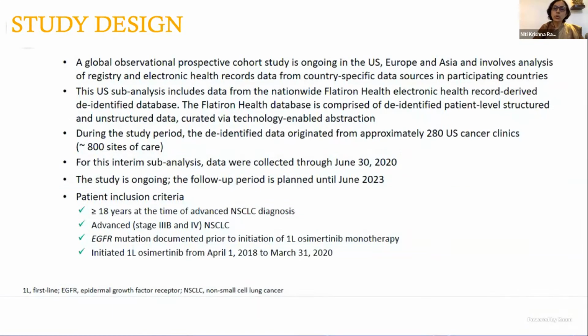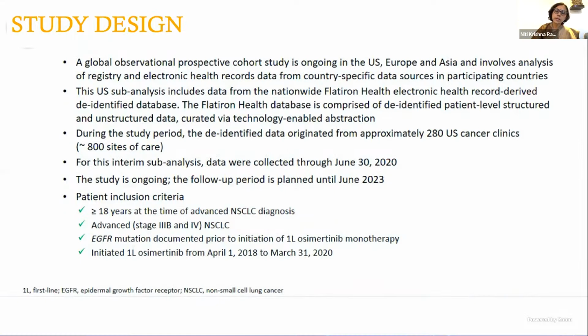So all the patients who received osimertinib in the first-line setting, it was a global observational prospective study, and it is actually currently ongoing in the United States, Europe, and Asia. In the US, Flatiron Health electronic medical records were taken for analysis of the US subset. In the US, almost 280 cancer clinics with 800 sites were enrolled.